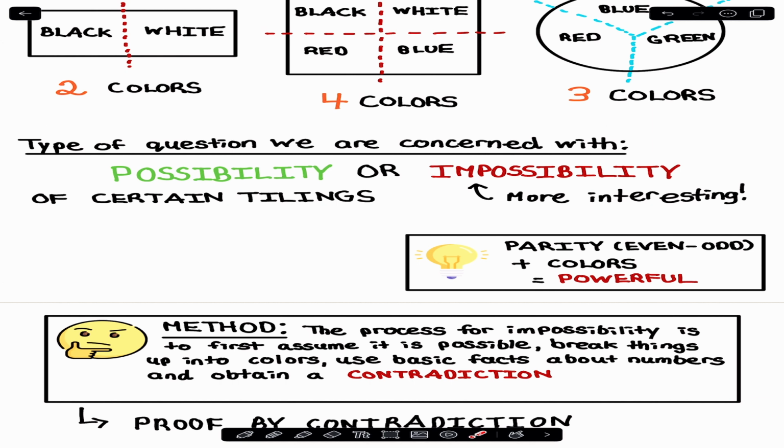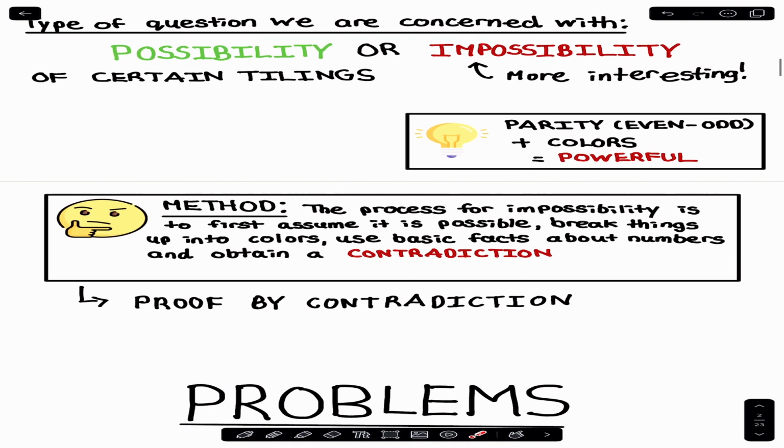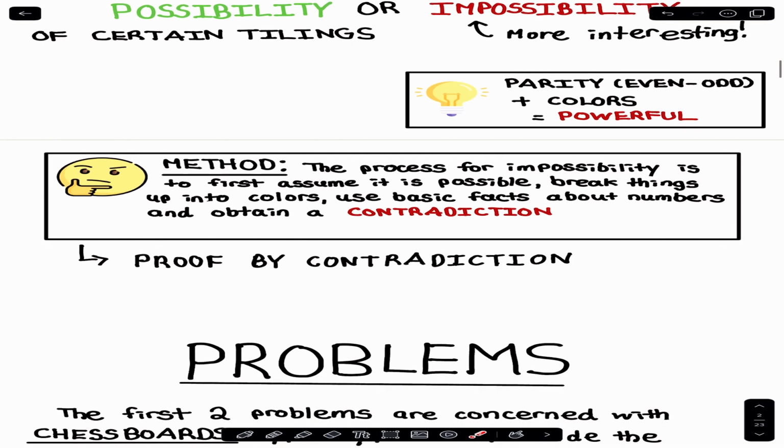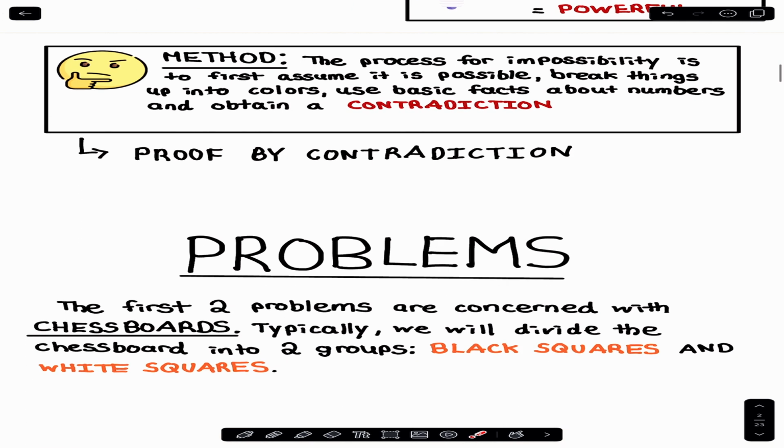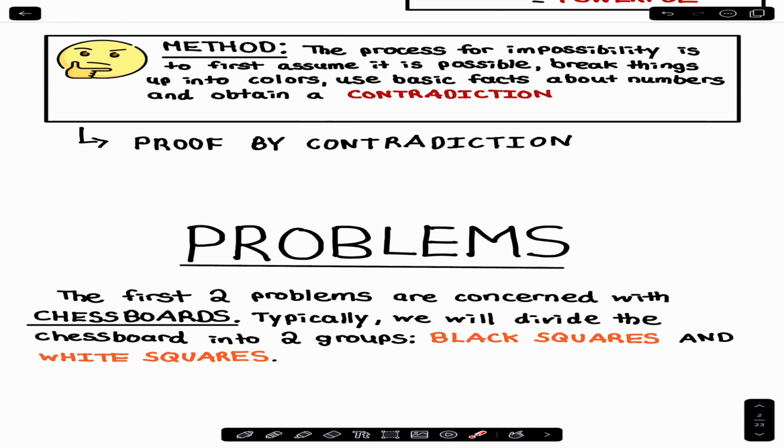So with all of that out of the way, guess what? We can go into the exciting stuff. So let's jump right into some problems. Quick disclaimer, the first two problems that we're going to see are concerned with chessboards. But don't worry, you don't have to be a chess player to actually solve these. Now typically we will divide the chessboard into two groups, black squares and white squares, and this is very intuitive because if you actually see a physical chessboard yourself, it's already divided into these color squares.